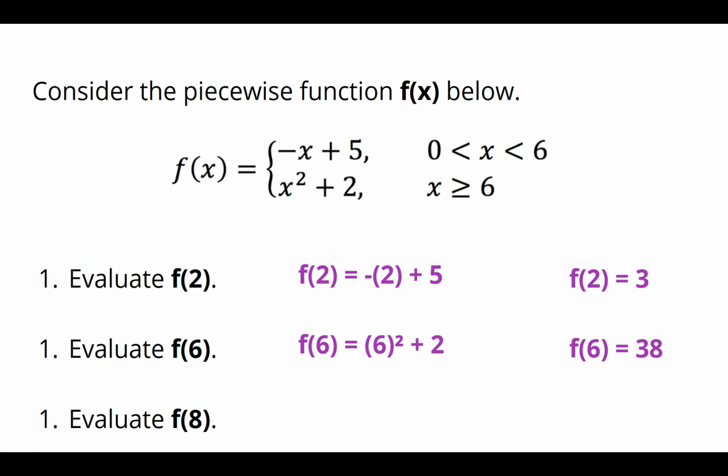All right, now we have f of 8. Also on the parabola. Good. Plug it into x squared plus 2, and we're going to get 66. How do you know which one? You have to figure out which rule it follows. So for 2, is that x in between 0 and 6, or is that x bigger than 6? So 2 is in between 0 and 6, right? So I'm going to take 2 and plug it into negative x plus 5.